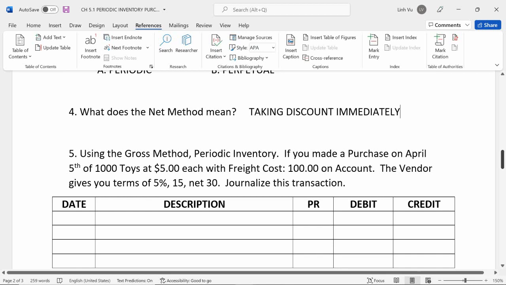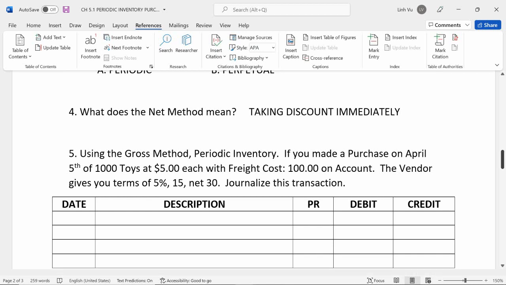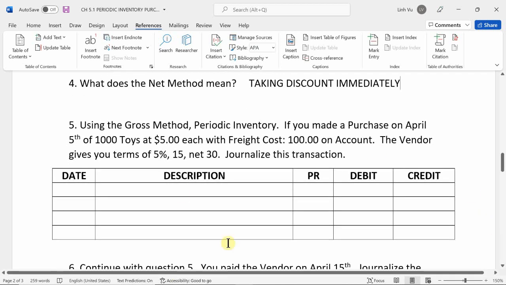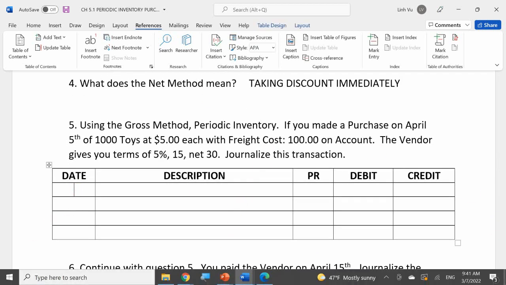Number 5, using the gross method and periodic inventory. If you made a purchase on April 5th, which was the 1,000 toys at $5 each, with the freight costing $100, on account, and the vendor gives you terms of 5/15, net 30, journalize this transaction once again using the gross method. How would we journalize this?